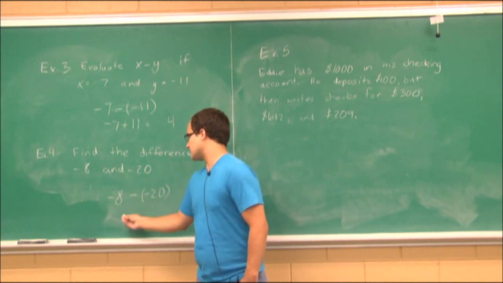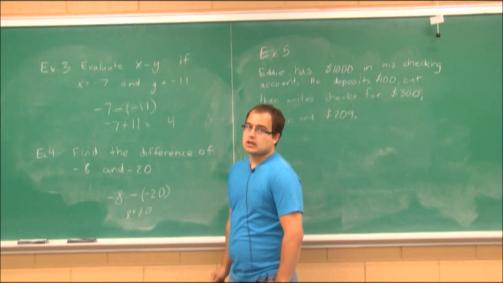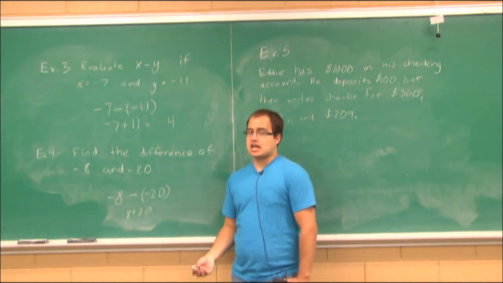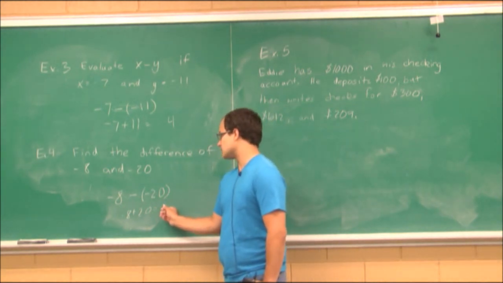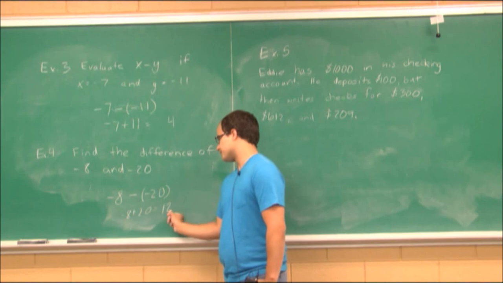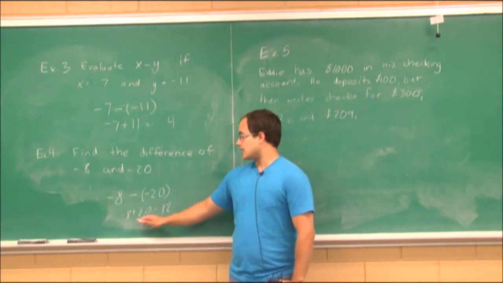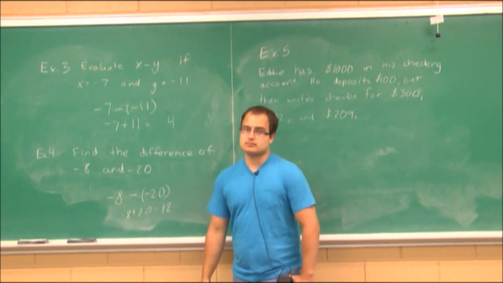Again, two negative signs next to each other make a positive. Now, negative 8 plus 20. They have opposite signs. Because of that, I'm going to subtract them. So 20 minus 8 is 12. Now, the larger of the values is 20, and it's positive, so this answer is going to be positive 12.